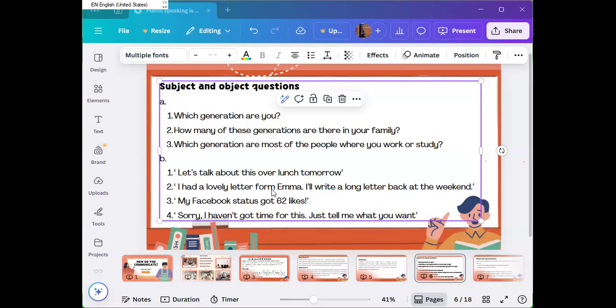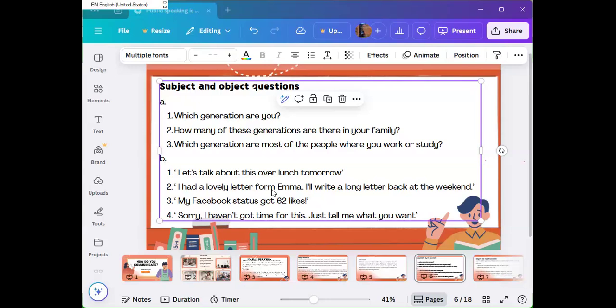So there's 1, 2, 3, 4. Let's think about number 1. Please think, when you're reading this sentence, which kind of generation do you think they are? Let's talk about this over lunch tomorrow. What do you think? Which generation will say this sentence? Which generations do you think?